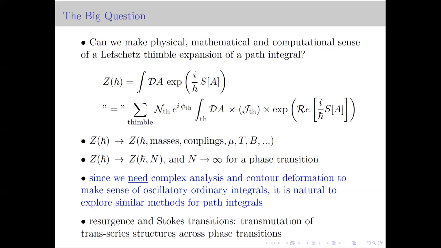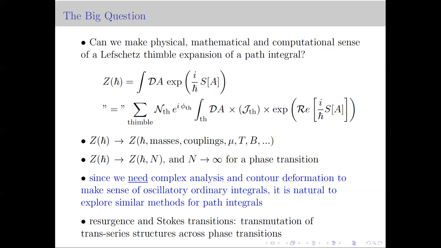And now, what does that have to do with resurgence? So I have to tell you a little bit about resurgence. And one of the ideas is that as you go through one of these Stokes transitions by changing one of these parameters, the structure of this type of expansion can change dramatically. Again, keep in the back of your mind this Airy example, where it can be an expansion involving decaying exponentials or oscillatory exponentials.